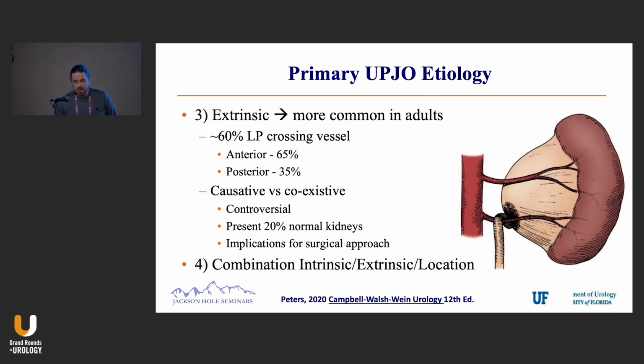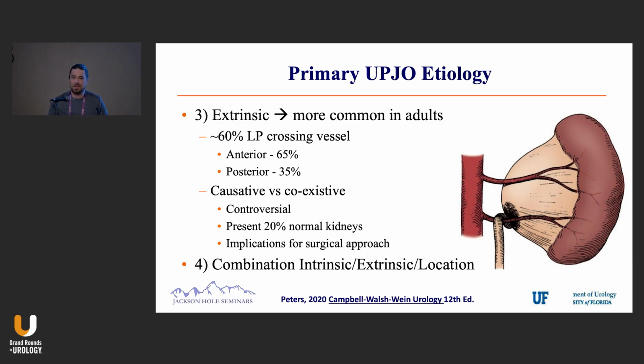Extrinsic is the third. This is more common in adults. About 60% of these are felt to be due to a lower pole crossing vessel, or at least there's a lower pole crossing vessel present. Most of them are anterior, but a few are posterior. And I guess the controversy in this area is, is this causative or is it coexistent?